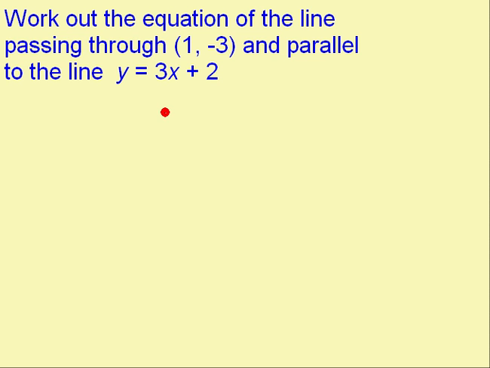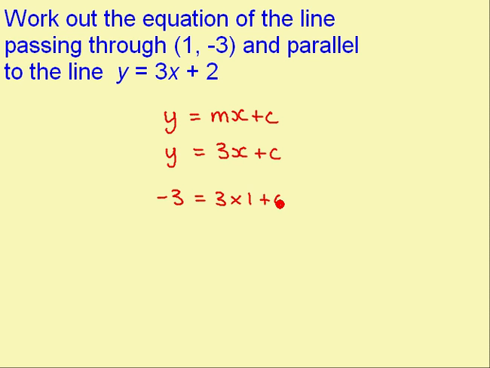So remember, the equation of a straight line is y equals mx plus c. It's going to be parallel to this, so m is 3, so we've got y equals 3x plus c. Now y is minus 3, and x is 1. We can solve this to find c, so we've got minus 3 equals 3 plus c, so c must be minus 6. So we have y equals 3x minus 6.